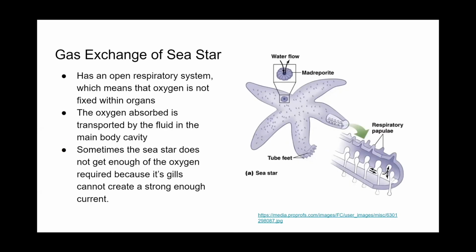The sea star also has an open respiratory system, which means that oxygen is not fixed into its organs. Rather, oxygen and the water that carries it can flow throughout the sea star's body cavity. This process does have some drawbacks, however. For example, if the sea star cannot create a strong enough current using its tube feet, then it will not get enough oxygen to respirate. Thus, it will die.